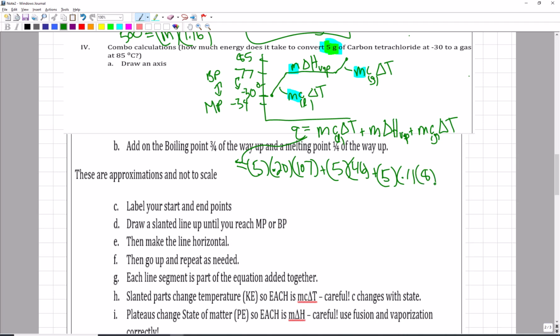5 times 0.2 times 107, enter. Plus quantity. 5 times, oh shoot, that's hard to read. Is that 46? I hope. Enter. Plus quantity. 5 times 0.1 times 8, close quantity. I got 341.